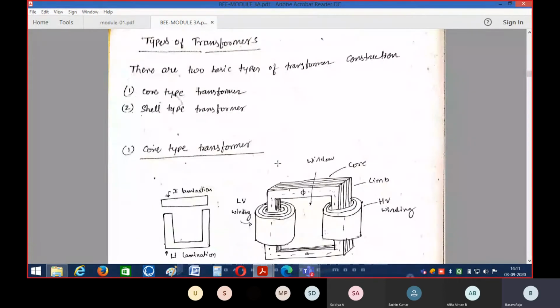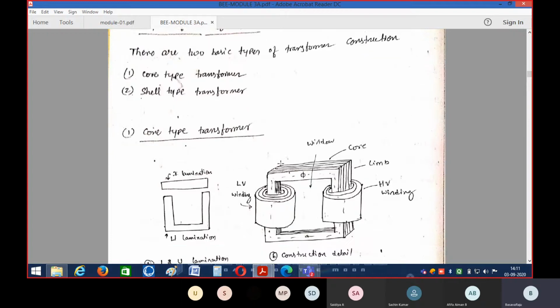Next, there are two important types of transformers based on construction. One is the core type of transformer and the other is the shell type of transformer. Based on construction, we can classify transformers into these two categories: core type and shell type.